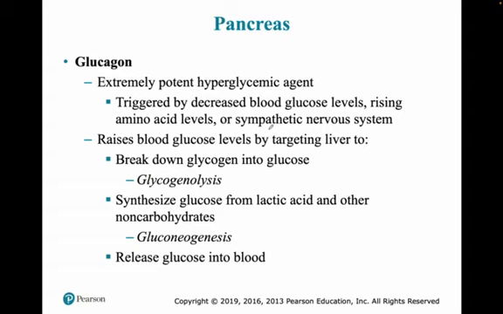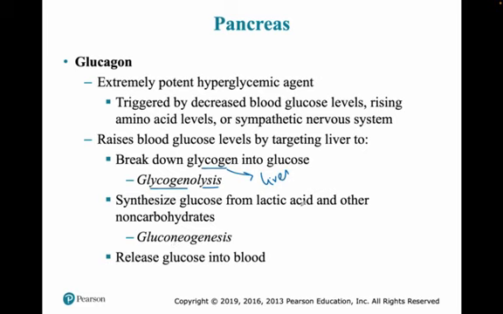And the first thing it will do is try to break down glycogen from the liver, right? Glycogen is stored in the liver. It will adopt a process called glycogenolysis. Lysis means breaking down of glycogen, and it will break it into glucose.